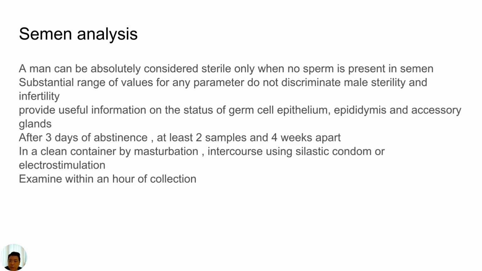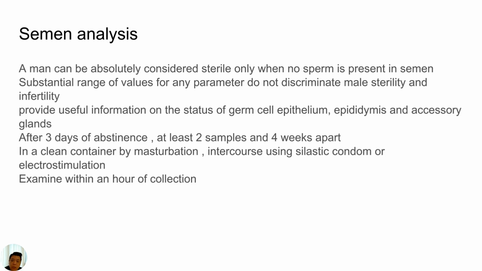So the first investigation is semen analysis. A man can be absolutely considered sterile only when no sperm is present in semen. The substantial range of values for any parameter does not discriminate male sterility and infertility. The semen analysis provides useful information on the status of germ cell epithelium, epididymis, and accessory glands.